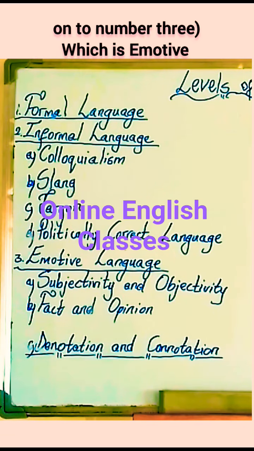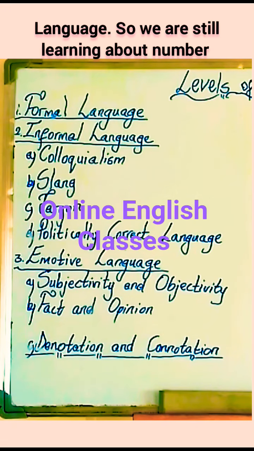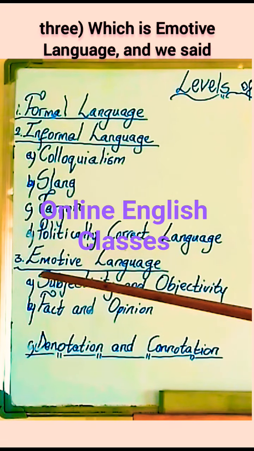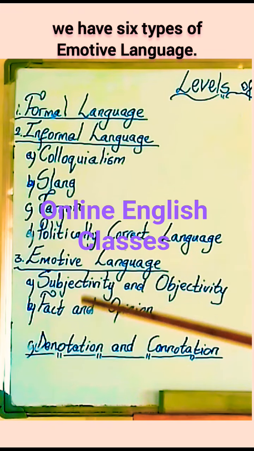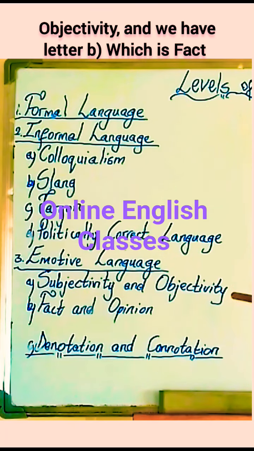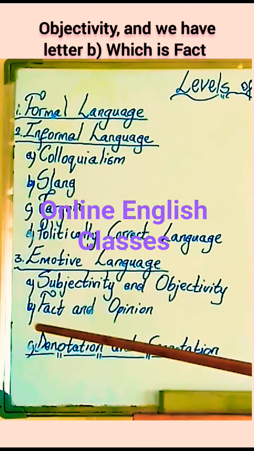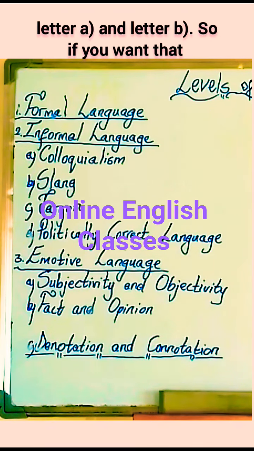Then we move on to number 3, which is emotive language. So we are still learning about number 3, which is emotive language. And we said we have 6 types of emotive language. We have letter A, which is subjectivity and objectivity. And we have letter B, which is fact and opinion. So we already learned about letter A and letter B.